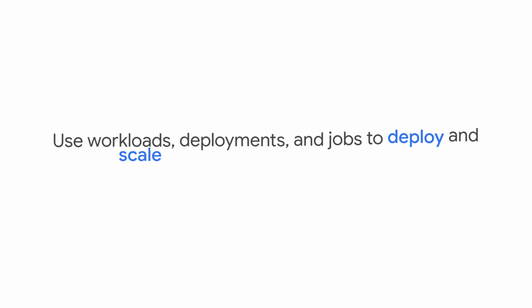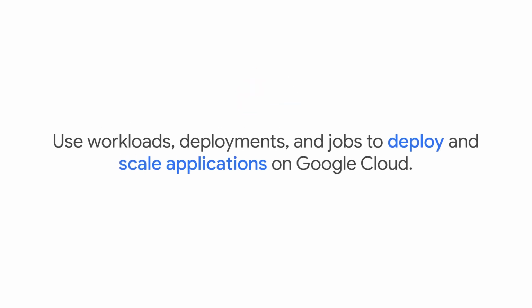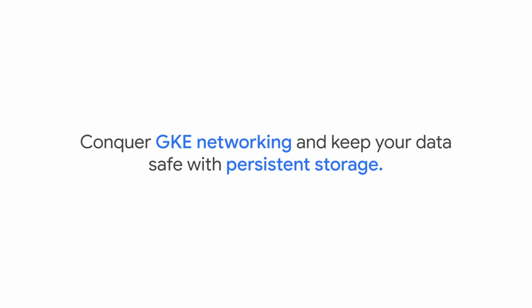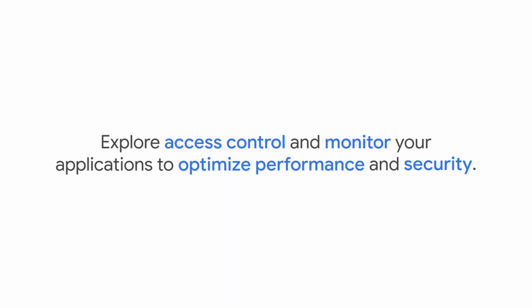In the first course, you learn about workloads, deployments, and jobs to effortlessly deploy and scale your applications. Conquer GKE networking and keep your data safe with persistent storage. The second course explores access control, and you learn to monitor your applications to optimize performance and security.